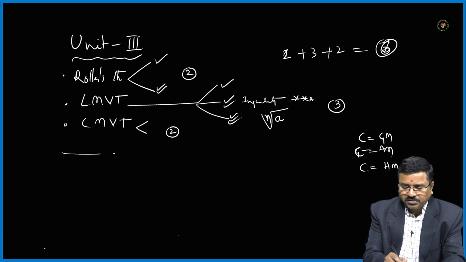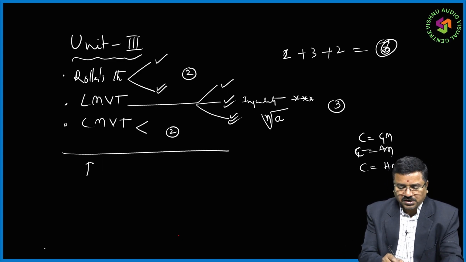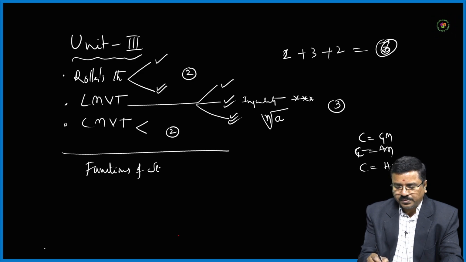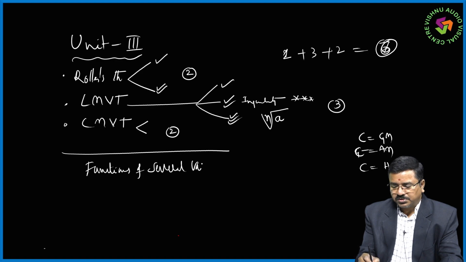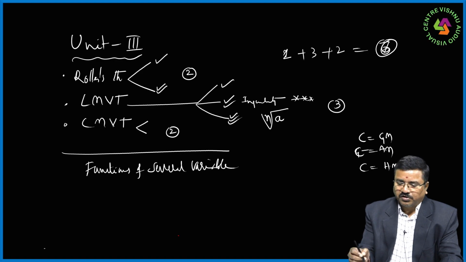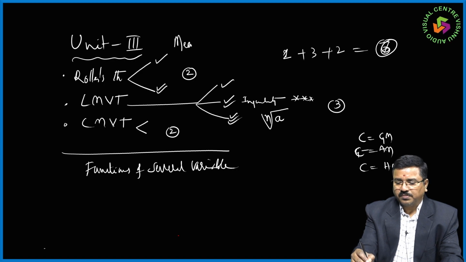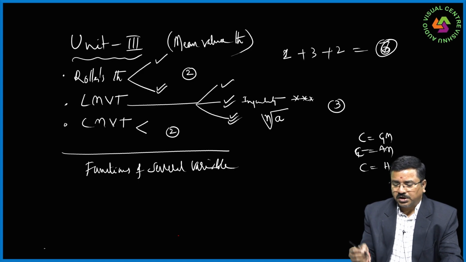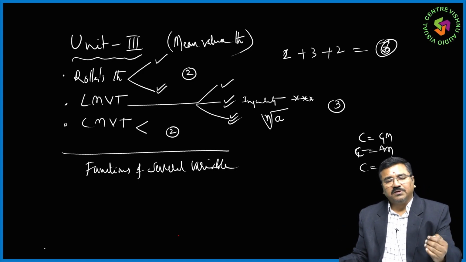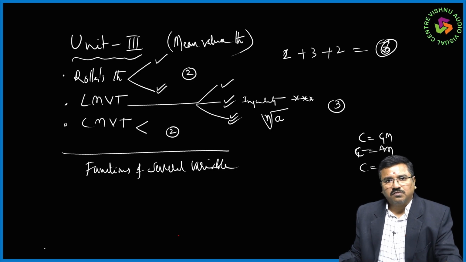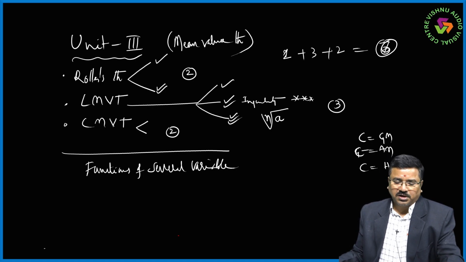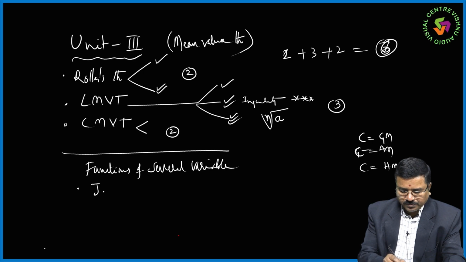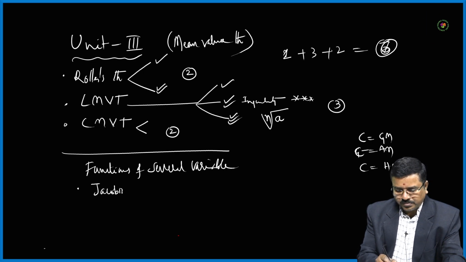What is the second part? The second part is functions of several variables. The first part is the mean value theorem, and the second part is functions of several variables. Majorly, in functions of several variables, there are two concepts: one is the Jacobian, and the second one is maxima and minima.